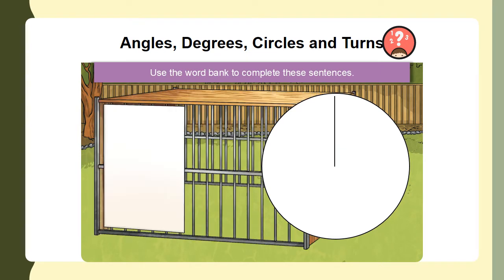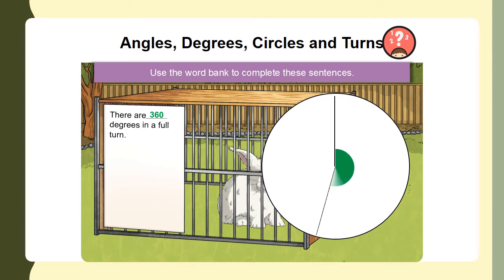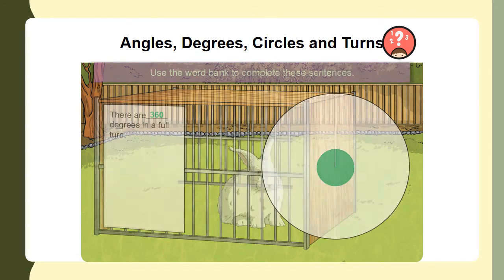So I'm about to put some more sentences on screen, and I'd like you to think about what word or what number might be missing in order to help us complete these sentences. There are blank degrees in a full turn. What could the missing word there be? How many degrees are there in a full turn? There are 360 degrees in a full turn. That's 360 degrees all the way around our circle.